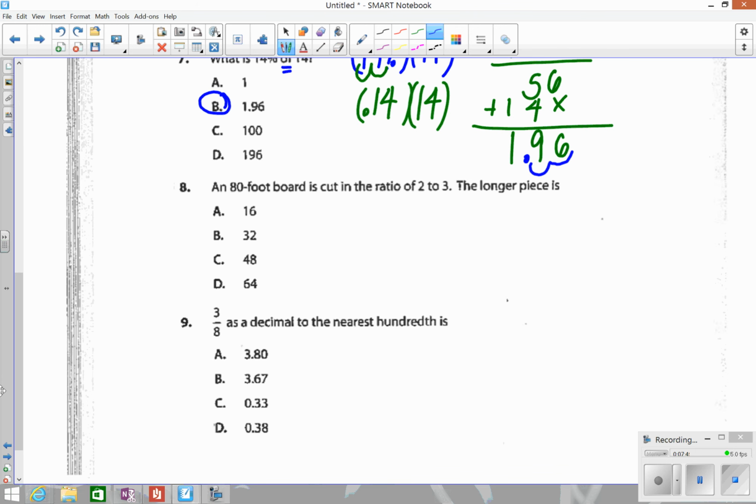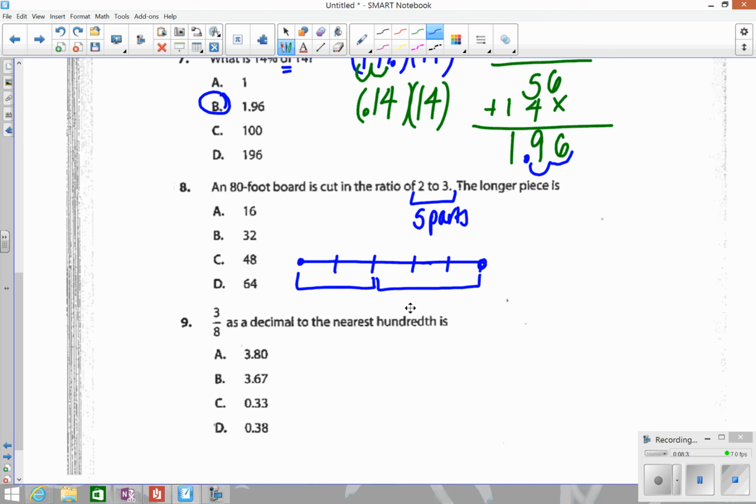This next one's kind of a thinking question. It's talking about an 80-foot board that is being cut into the ratio of 2 to 3. So into a 2 to 3 ratio means that there's going to be 5 parts. Basically, just to help you visualize this, we have this board that's going to be broken up into a 2 to 3 ratio. So 2 parts to 3 parts. And then the whole entire thing is 80.